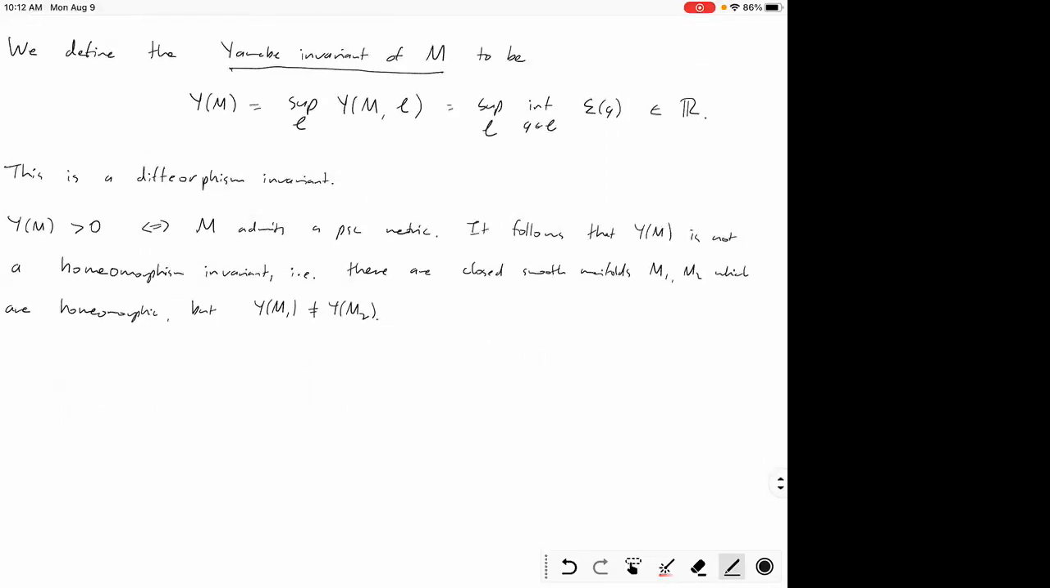Right, so in particular, taking this second point of view, you can view Y of M as a real valued refinement of the Z2 valued invariant P of M.